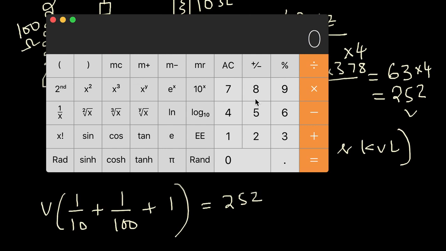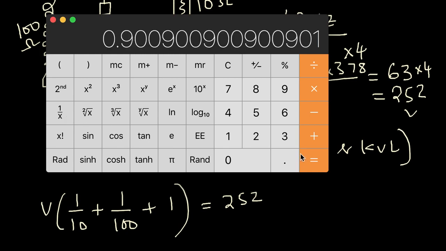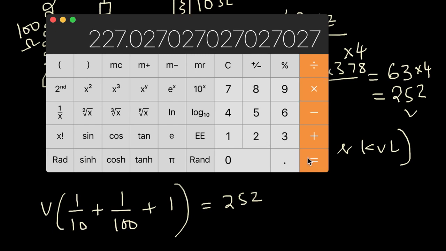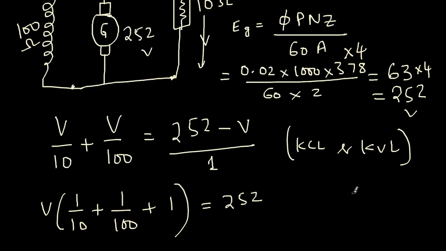First I'll calculate 1 divided by 10, plus bracket open 1 divided by 100 bracket close, plus 1 again. So I get 1.11. This entire thing goes to the denominator, so I do 1 by x of this and then multiply it with 252. I'm getting 227.02, so the voltage is 227 volts.